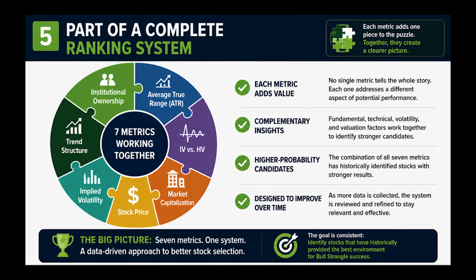That's why trend structure is only one component of the 7-factor Bull Strangle ranking system. Along with institutional ownership, average true range, IV versus historical volatility, market capitalization, stock price, and implied volatility, it helps identify stocks that have historically demonstrated the characteristics associated with stronger performance. The objective isn't to find perfect stocks, it's to identify the highest probability candidates using objective, data-driven research.